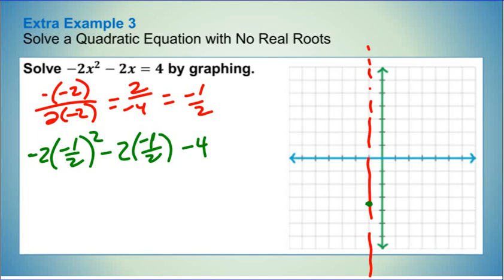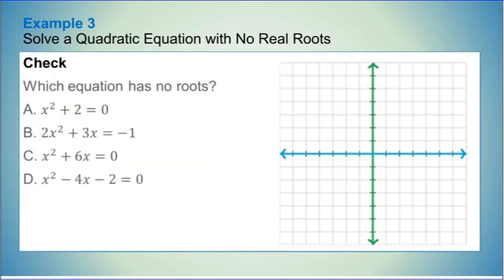And then I choose a point. I can choose my y-intercept, which would be on this side as -4. So 0, -4 would be roughly here. Mirror that one, and I can draw my parabola. It opens downward, never touches the x-axis, so no solution. And another one, which equation has no roots?